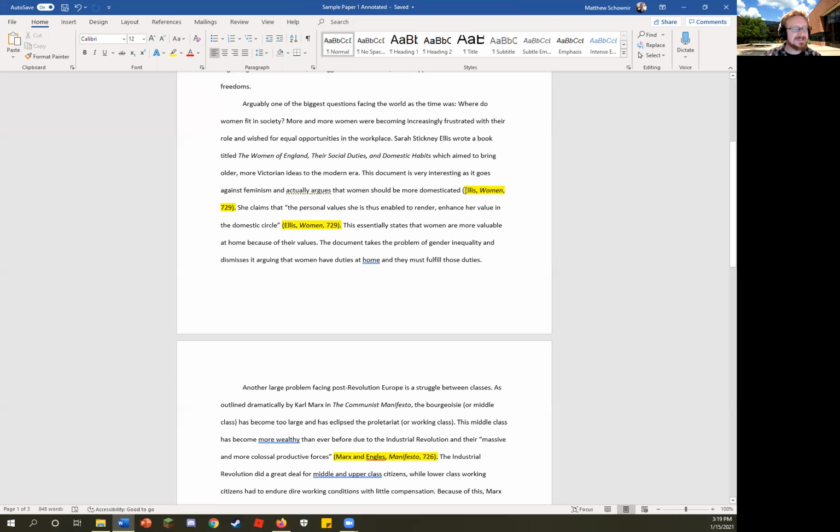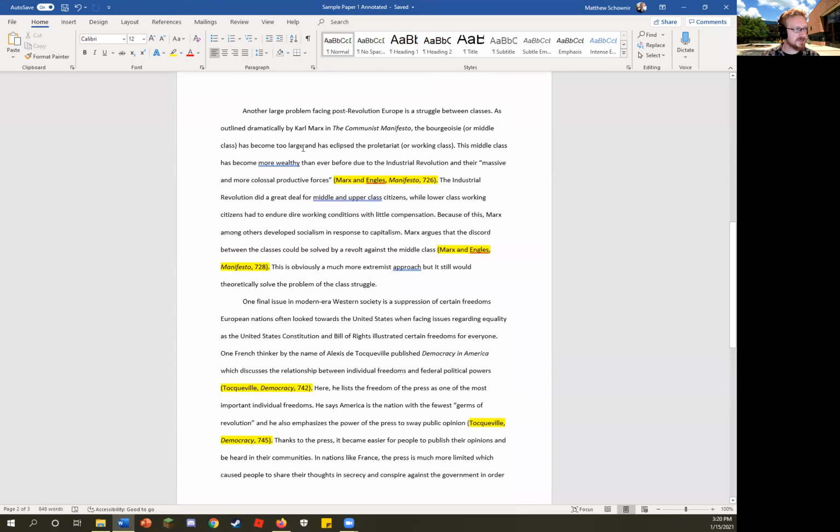And he cites this source. Ellis, there's the author's name. He just shortens the title to Women. That's totally fine. I know what document this person is talking about. And then page 729. Uses the exact same source again in the next sentence. She claims that, quote, personal values enhance, and cites where he or she, I can't remember, got their information. Sorry, I'll try and use gender neutral language from now on. So here they've used that source a couple of times.